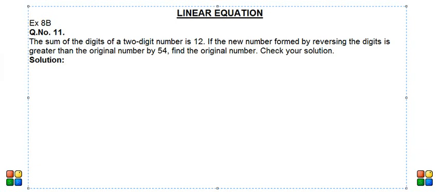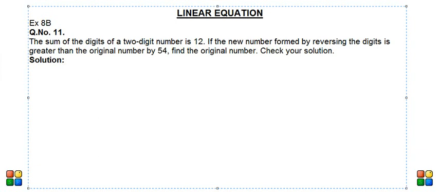Hello friends, we are going to discuss today linear equation exercise AB and question number 11. In this particular question, it is already given here. The question is: the sum of the digits of a two-digit number is 12. I understood. That means I'm having a two-digit number.